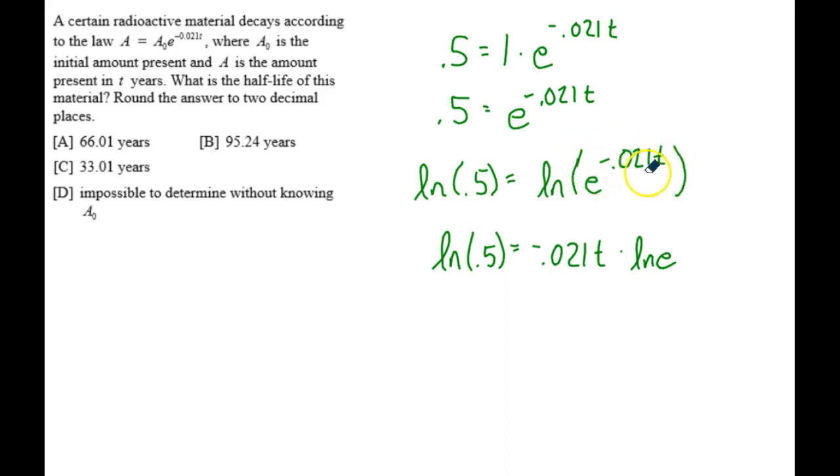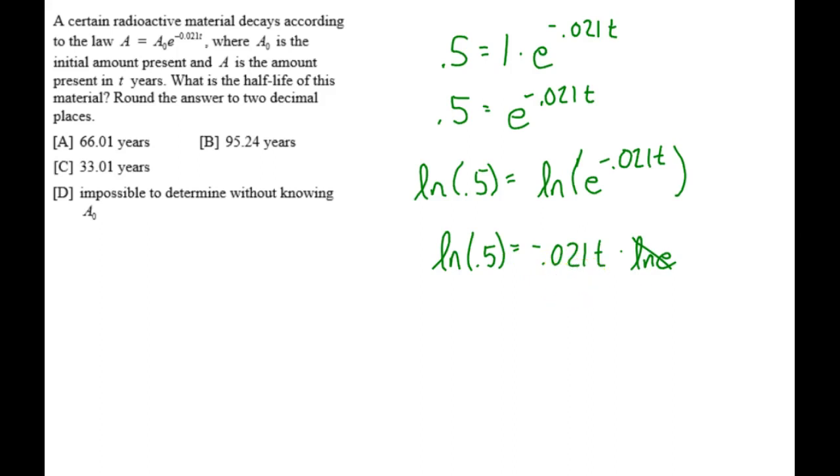Now we apply the power rule. We bring our exponent down as a coefficient. So we have the natural log of 0.5 equal to negative 0.021 times t times the natural log of e. The natural log of e is just going to be a value of 1 because we have log base e of e. Since those are inverses, they essentially cancel out, leaving us with the value of 1. 1 times anything is itself. So now the last thing we need to do is divide by negative 0.021.